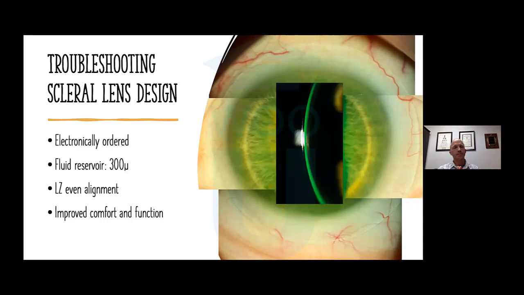It's very efficient. The lens on the eye, you can see, fit perfectly, ended up having a vault, a fluid reservoir, of 300 microns with now an even landing zone alignment. So the scleral landing zone is able to take into account this temporal asymmetry, and she certainly has improved comfort and function with her freeform scleral lens design.